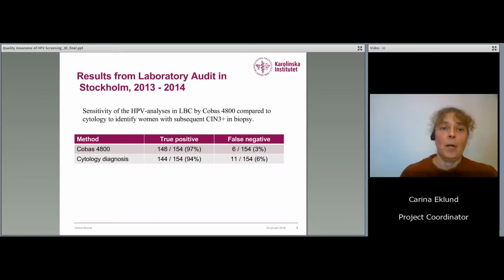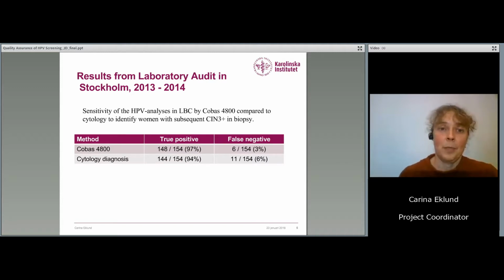We performed an audit in our laboratory in Stockholm during 2013-2014. And in this table, you can see the analysis of the HPV analysis on the LBC samples on Cobas 4800 compared to the cytology to identify women with subsequent CIN3 in the biopsy. As you can see, the Cobas identified 97% of the women as true positive, and it was 6 women or 3% that could not be identified with the Cobas HPV test. And the cytology diagnosis was almost as good. It identified 94% of the women as CIN3 cases, but it missed 11 women or 6%.